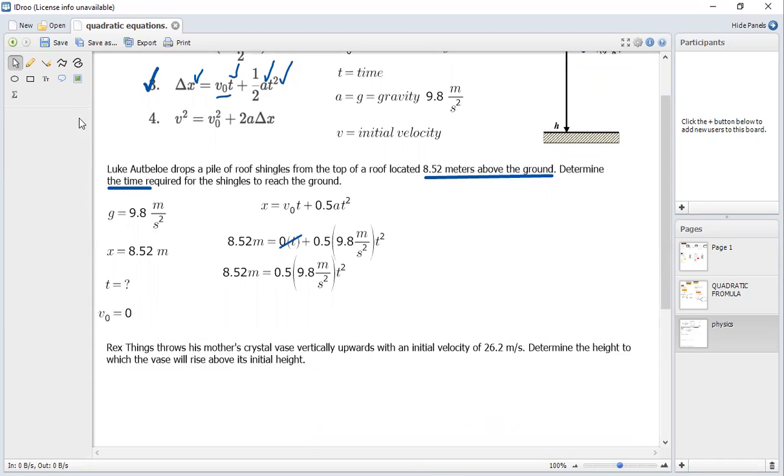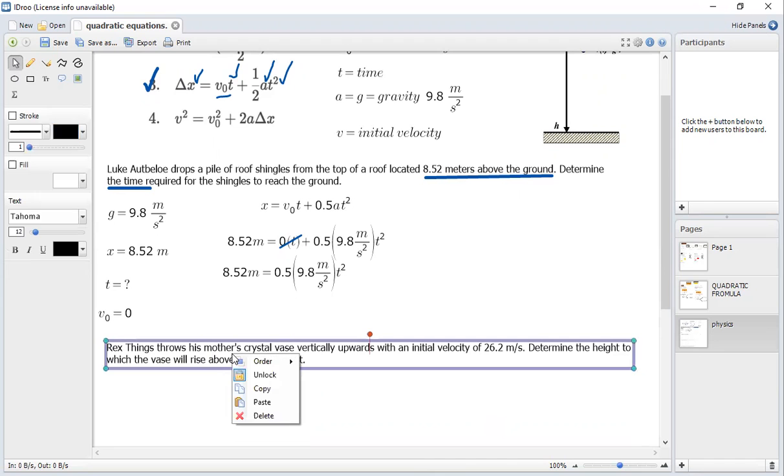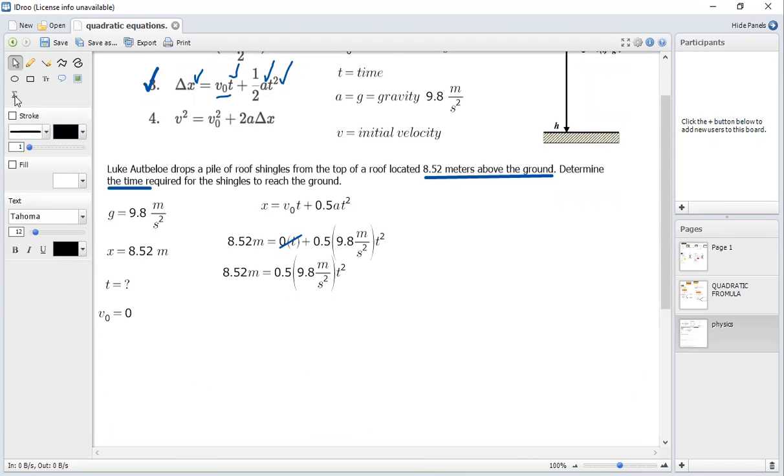What do you have to do with the 0.5, which is multiplying the t squared? How do we need to pass it? Dividing. Divided, exactly. We need to pass it dividing. So you will copy 8.52 meters divided by 0.5. And also, look, the 9.8 is multiplying with t squared. How do we need to pass it? Divided, exactly.